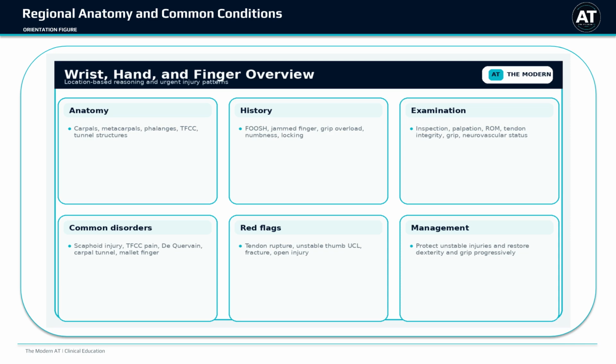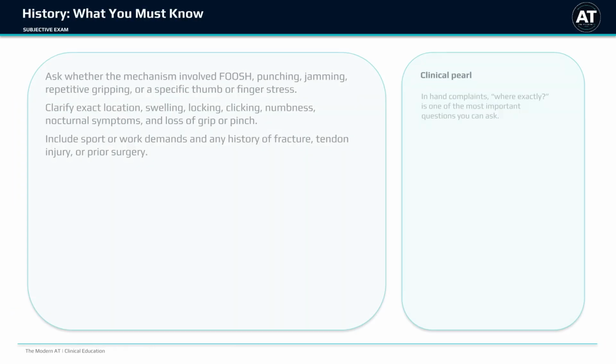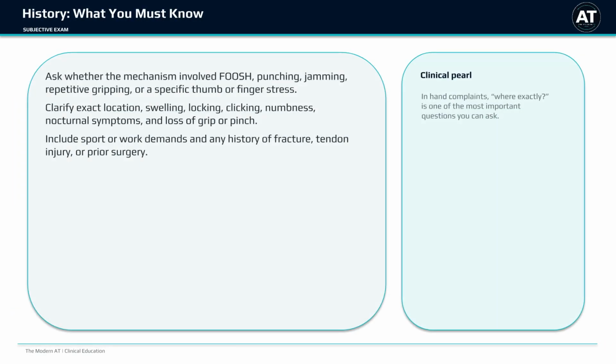Evaluation requires exact language. Is the pain radial, ulnar, dorsal, palmar, at the thumb MCP, at the DIP joint, or following a nerve distribution? Resting finger posture, swelling, deformity, and fist formation can quickly reveal whether the problem may be serious. The history starts with mechanism and exact location.